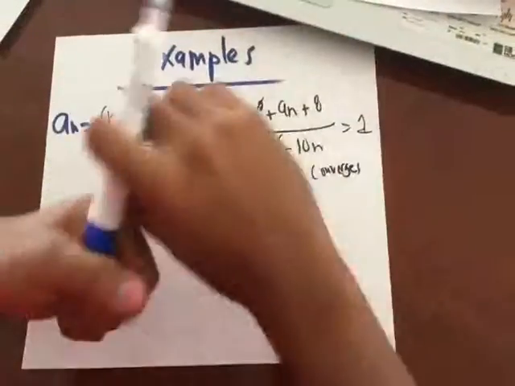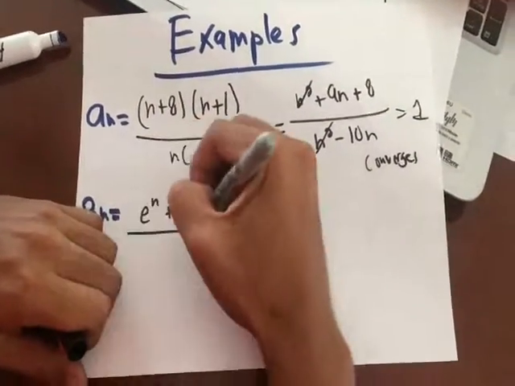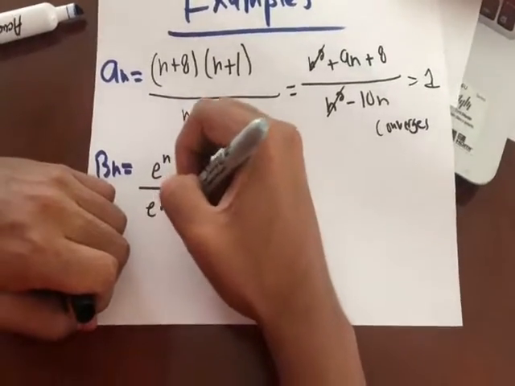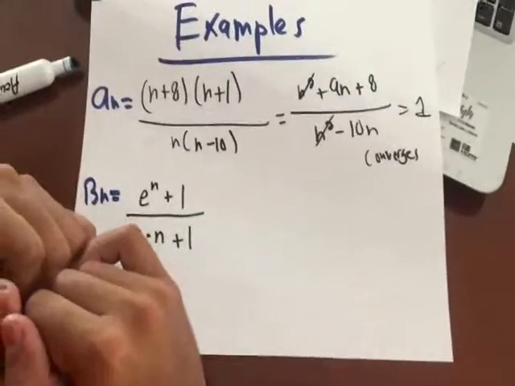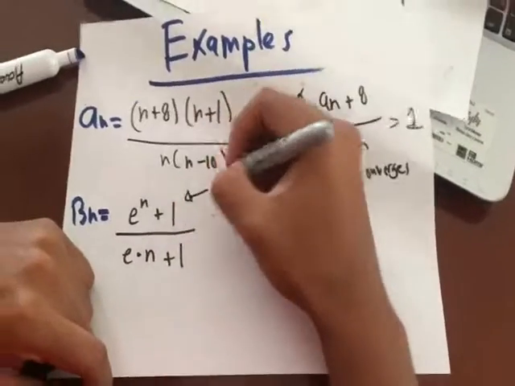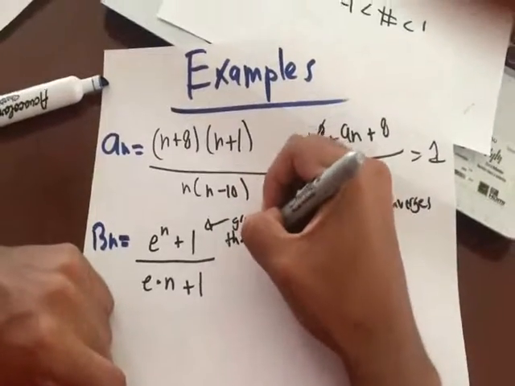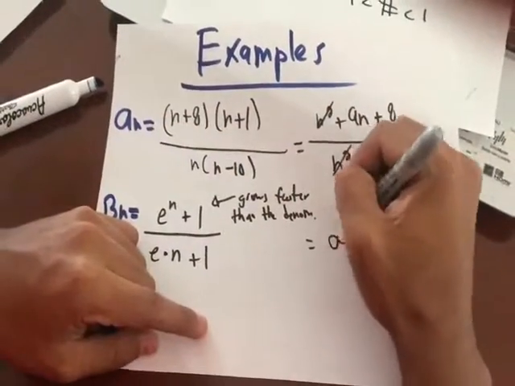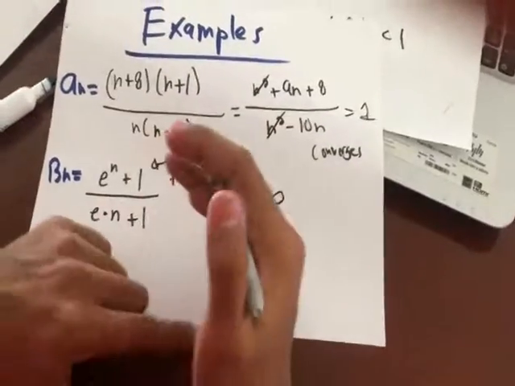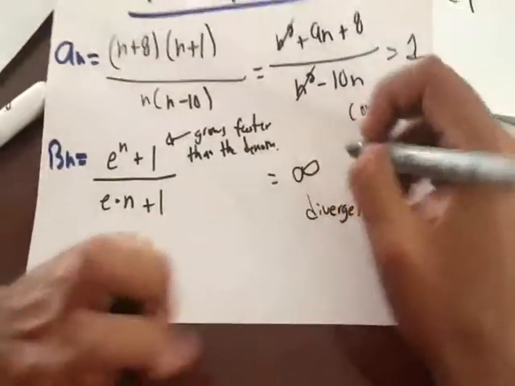So the next sequence is b_n, and it's e to the n power plus 1 over e times n plus 1. As n goes to infinity, the numerator grows faster than the denominator. So therefore, this one approaches infinity. Since it does not approach a certain value, this sequence diverges.